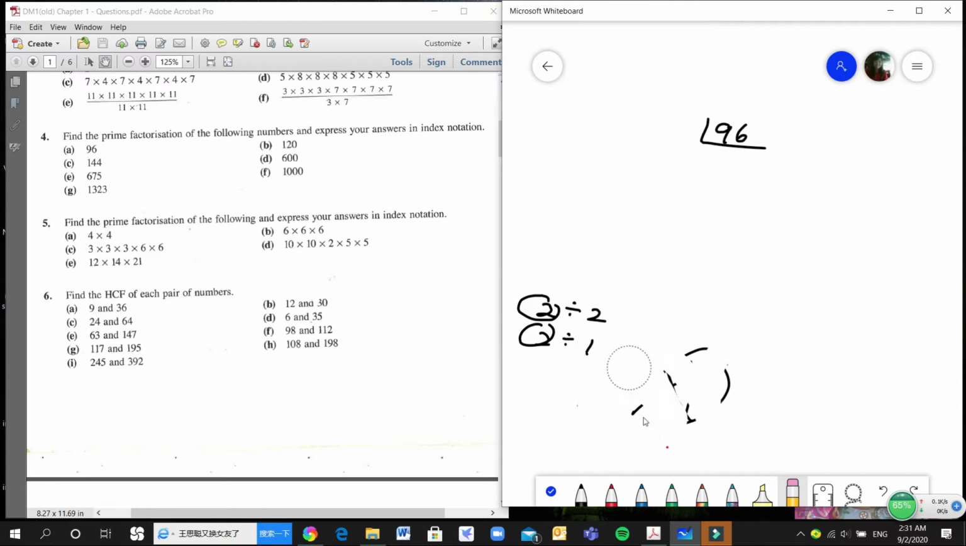Okay, now we can try question number 4a. Okay, 96, I will try to divide by 2.